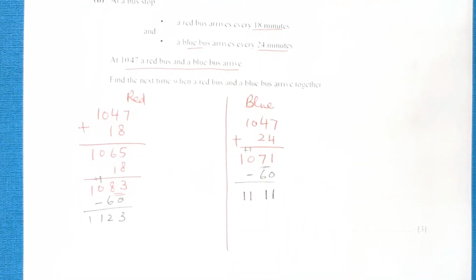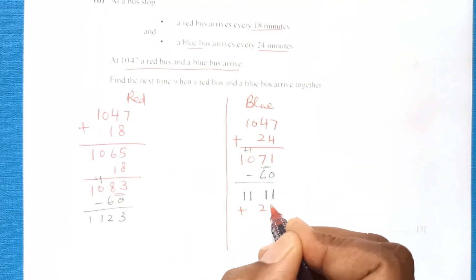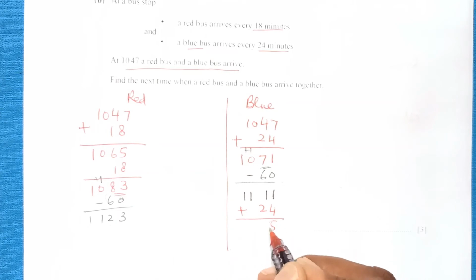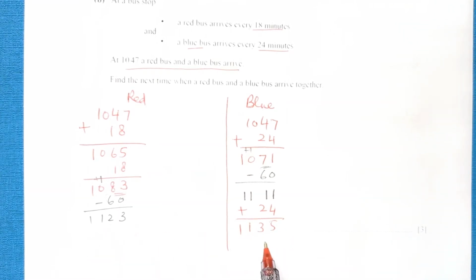So let's say another 24 minutes, add 24 minutes. So this is 5, 3, 11:35. So here is 11:23, 11:35. We still do not have a common time for both.